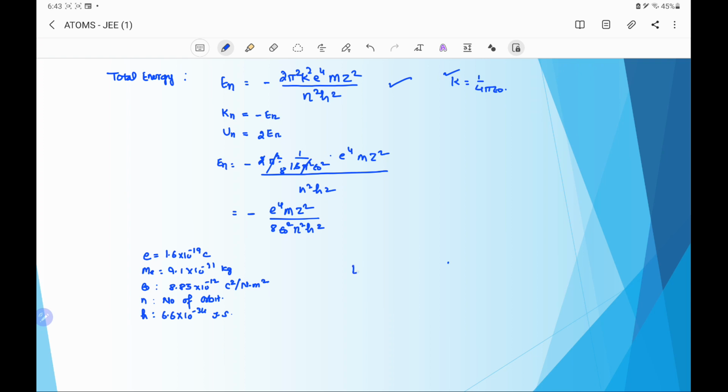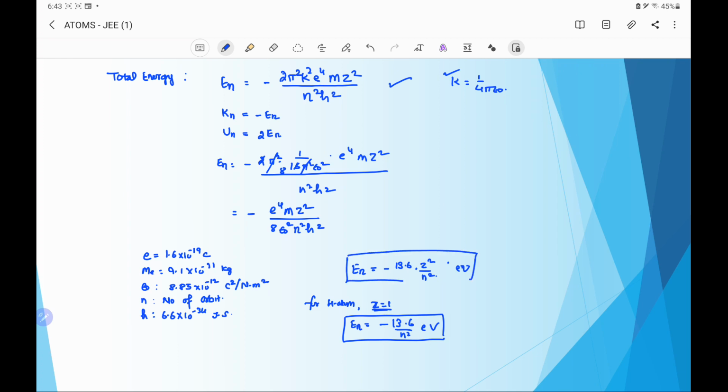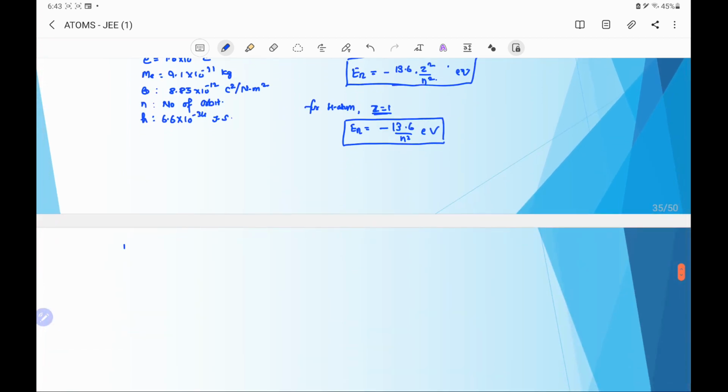Substituting these values, we will get the energy of nth orbit equal to minus 13.6 into z square by n square, and it is in electron volt. For hydrogen atom Z is equal to 1, this is the atomic number, so En, that is the energy of the nth orbit for hydrogen atom, will be minus 13.6 by n square electron volt.